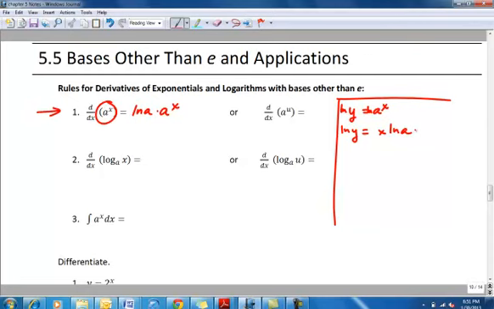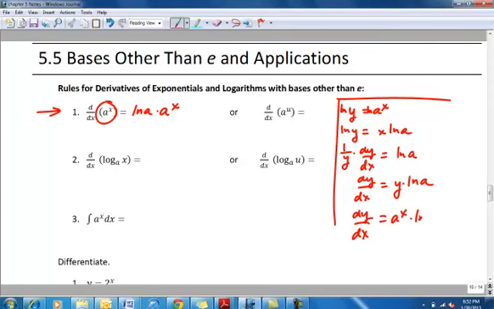And now we're going to differentiate with respect to x, so we want to find dy dx. It's going to be a little implicit differentiation. So it's going to be 1 over y times dy dx is equal to ln of a. Therefore, dy dx is equal to y times ln of a. And we already know from our first step that y is equal to a to the x, so dy dx equals a to the x times ln of a. And of course, dy dx is the derivative of a to the x.